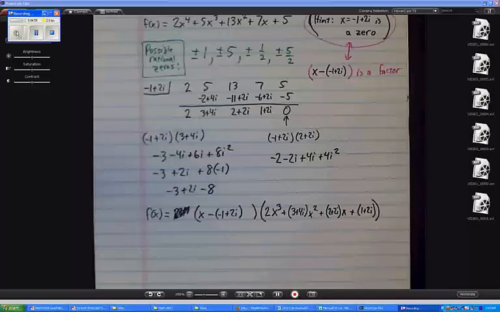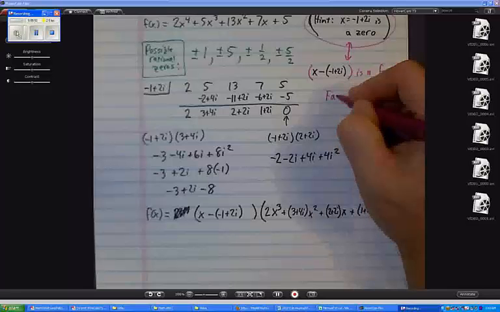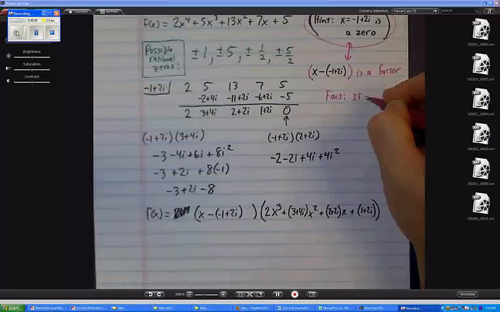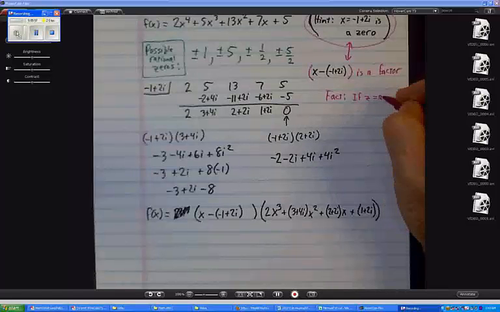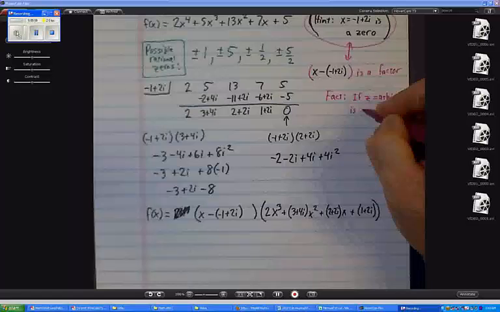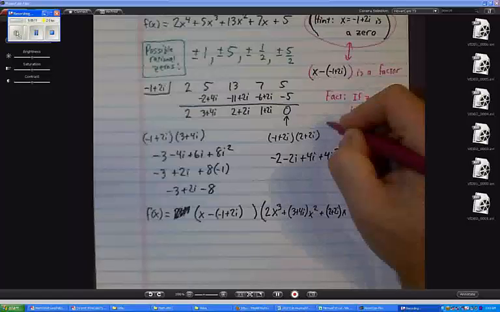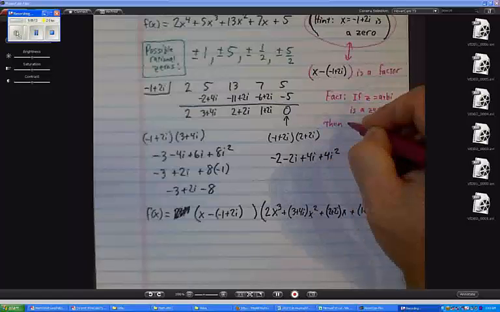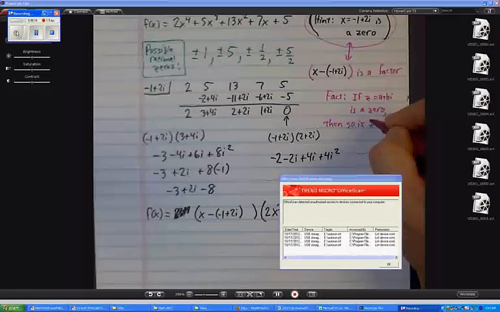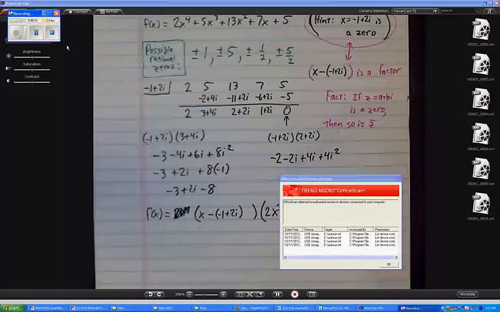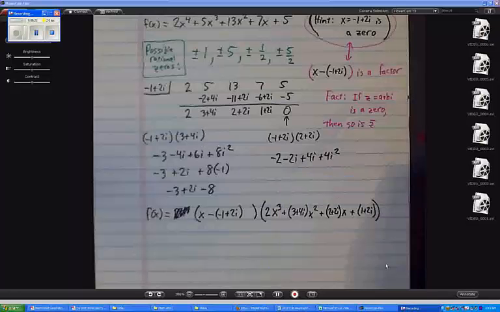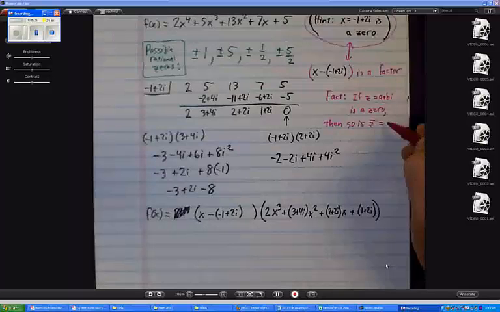Now, a fact that's really cool: if z equals a plus bi is a zero, then so is z bar. You guys know what I mean by z bar? The conjugate. What would be the conjugate of a plus bi? It would be a minus bi.